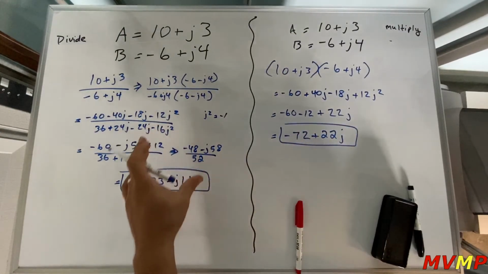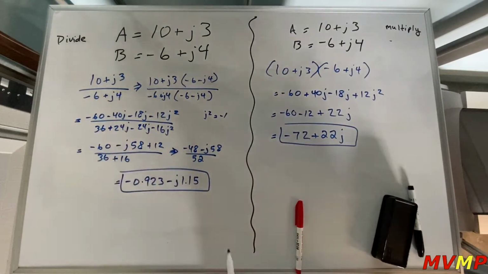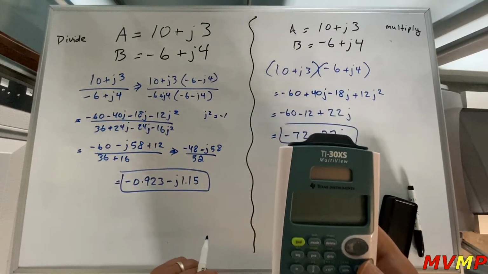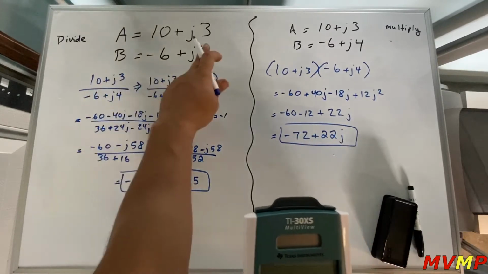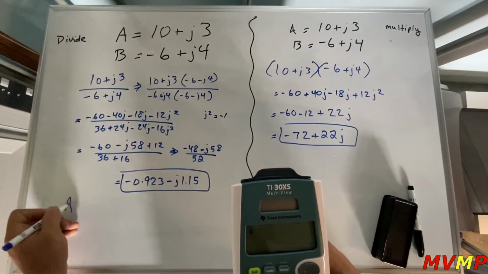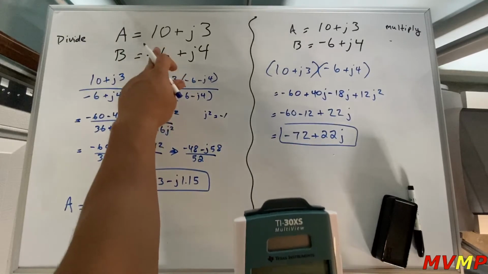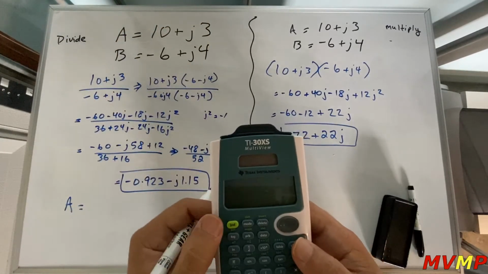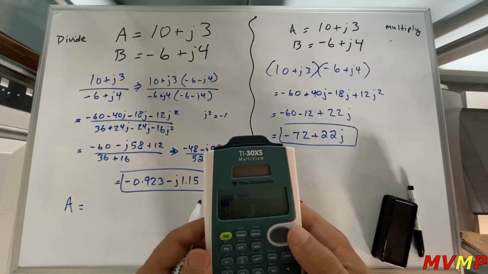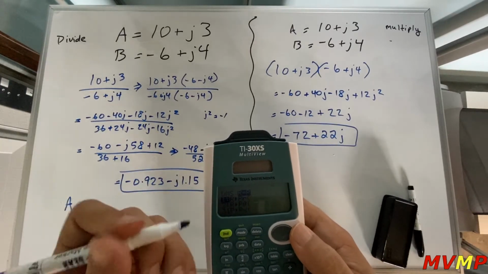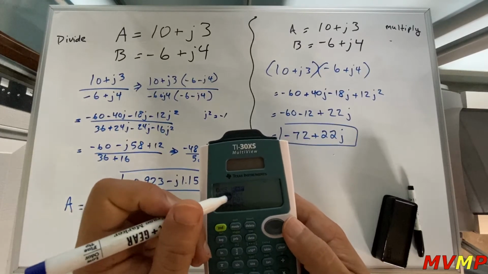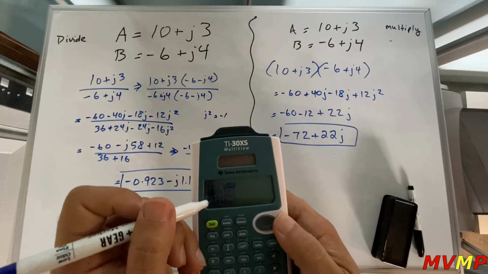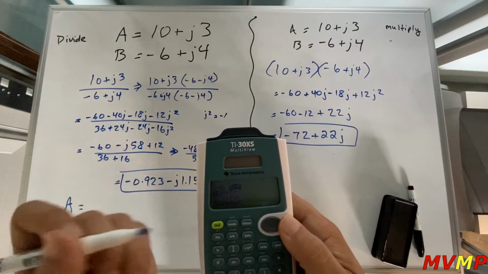Now, if you want to do this in polar form, you can also do it through the calculator. So what you would do is first convert A into polar. We have A, where 10 is the X and the 3 is the Y. You press second angle, scroll over to the right, and the first option says rectangular to polar, and you're looking for the R value. The second option says rectangular to polar, and you're looking for the angle.